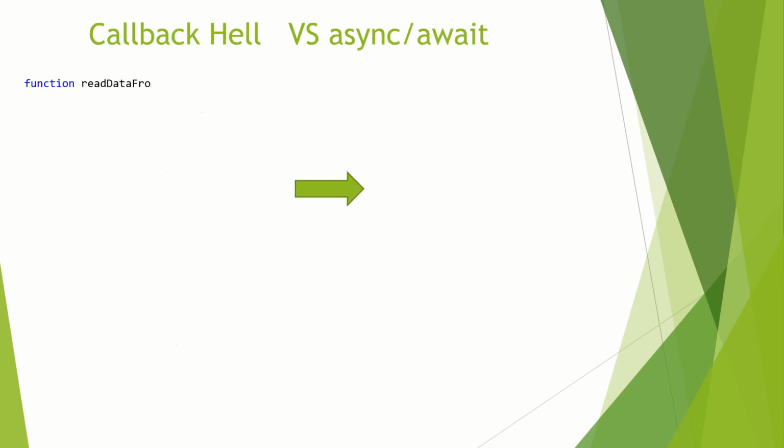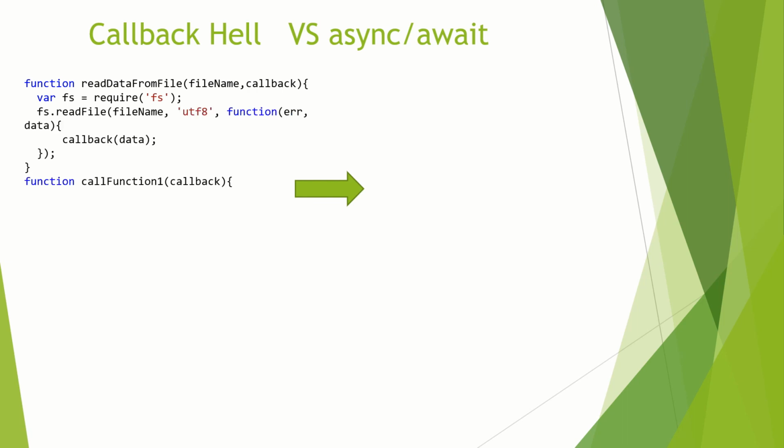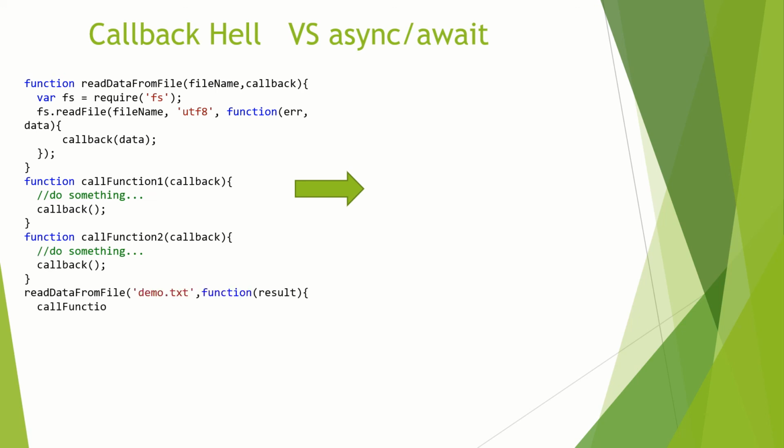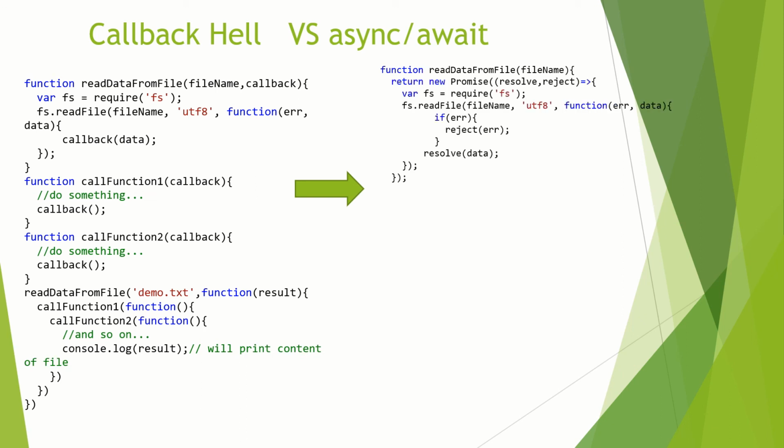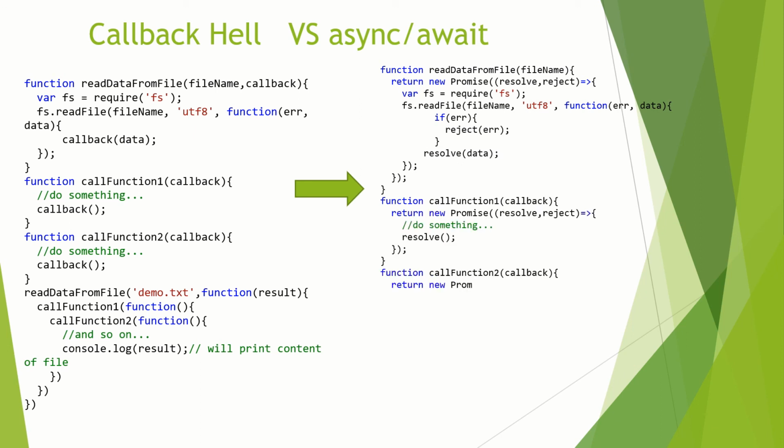Now let's see a side by side example. On the left side, as we discussed previously, this is the example of callbacks. Here you can see that we have multiple callbacks inside callbacks. This is the situation of callback hell. It is not readable, it increases the complexity, and debugging is also complex.